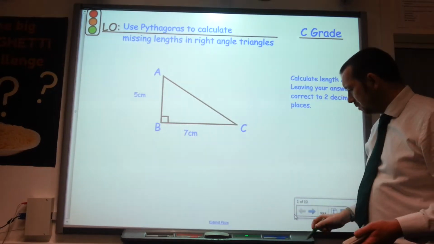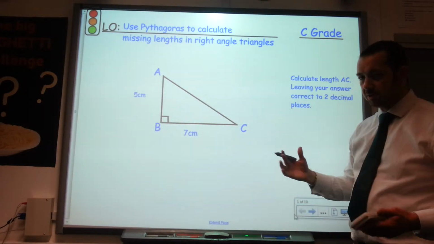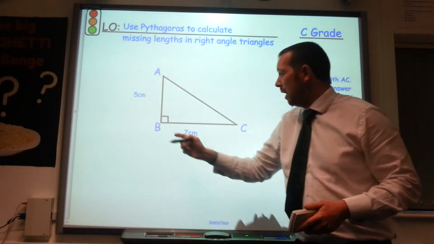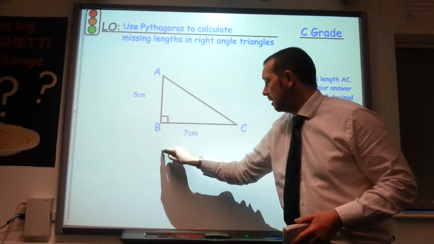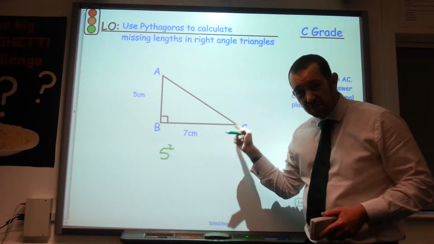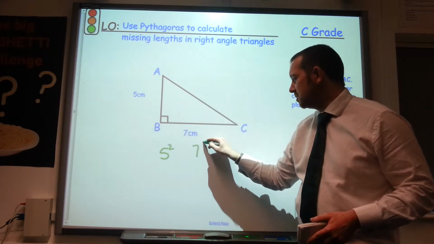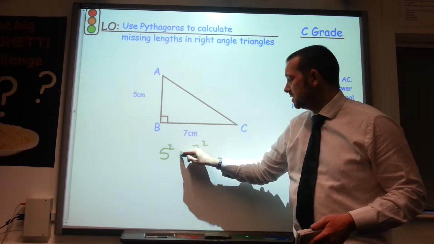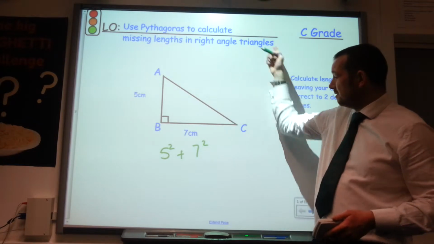Some people find drawing the squares really helpful, so do that if you need to. But anyway, this is what we're going to do. First job, if you remember, when I had this square, I found out the area of it, and I did that by doing 5 squared. Then I found out the area of this square, and I did that by doing 7 squared. Then I added them together, and they will make this square.